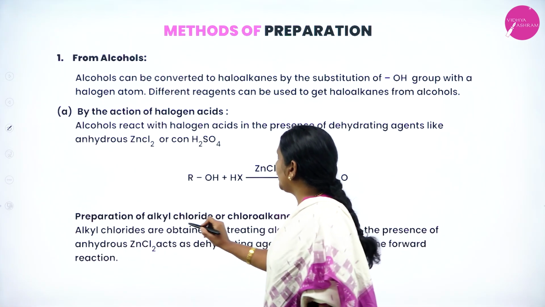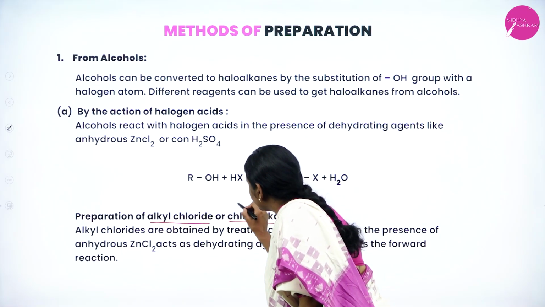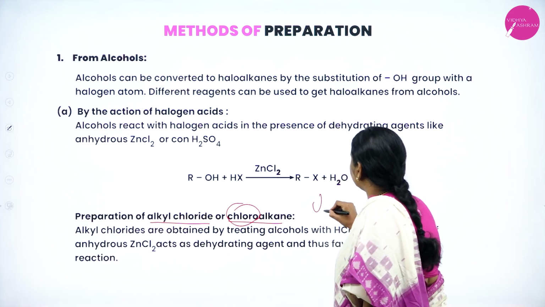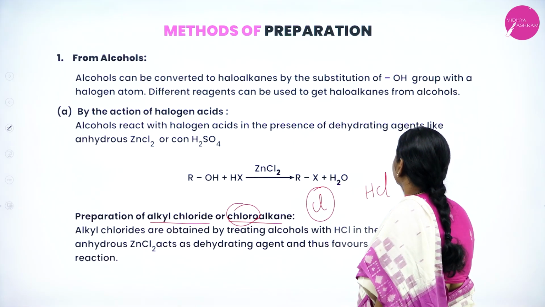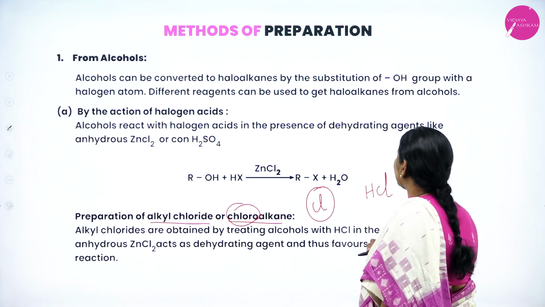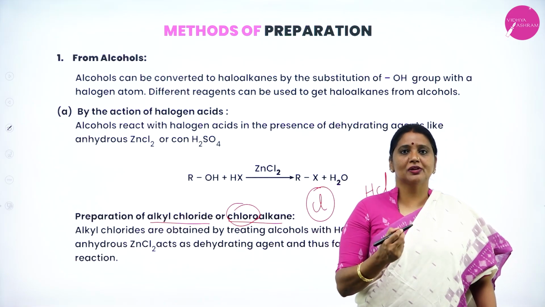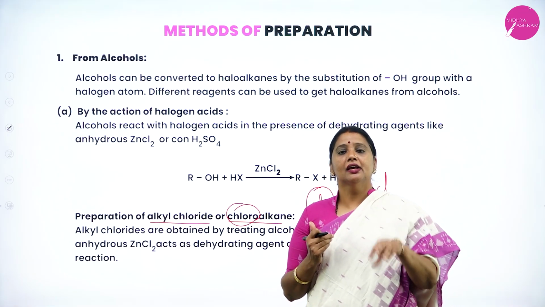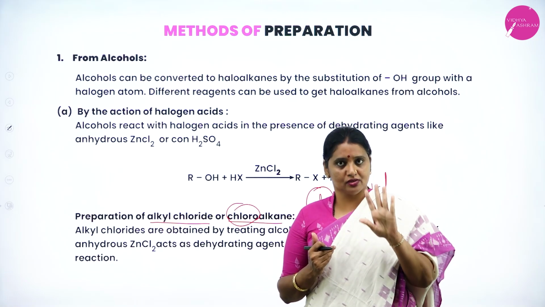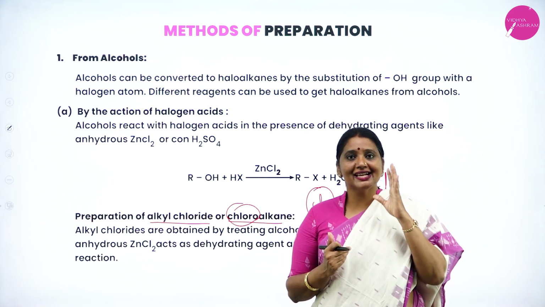Now I want to prepare alkyl chloride or chloroalkane. You have to introduce which atom? Chlorine atom. If you want to introduce chlorine atom, you have to take HCl. If you want to introduce bromine atom, you have to take HBr. If you want to introduce iodine atom, you have to take HI. Here I want to introduce chlorine atom in case of chloroalkanes. That's why I have to take HCl.